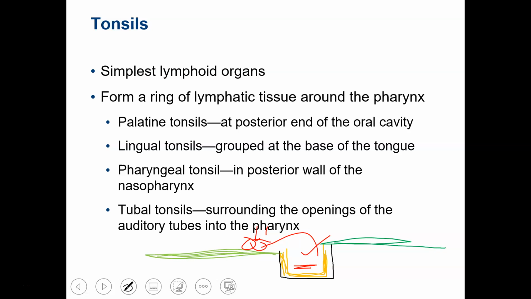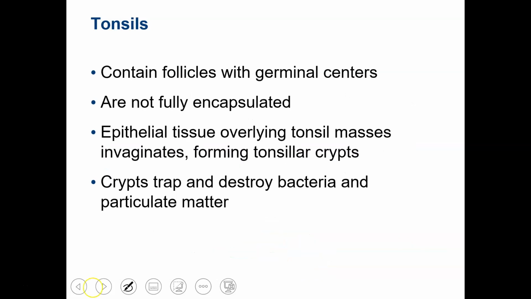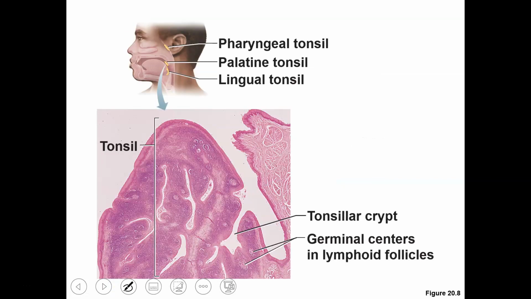So in ecology, this is called a pitfall trap. And the tonsil is the same principle. It is not fully encapsulated. It has what's called a tonsillar crypt. And junk gets caught in it. So stuff's going by and it just falls in, because bacteria are also stupid. And now once it's there, macrophages and parts of your immune system come in and they eat it, they destroy it.